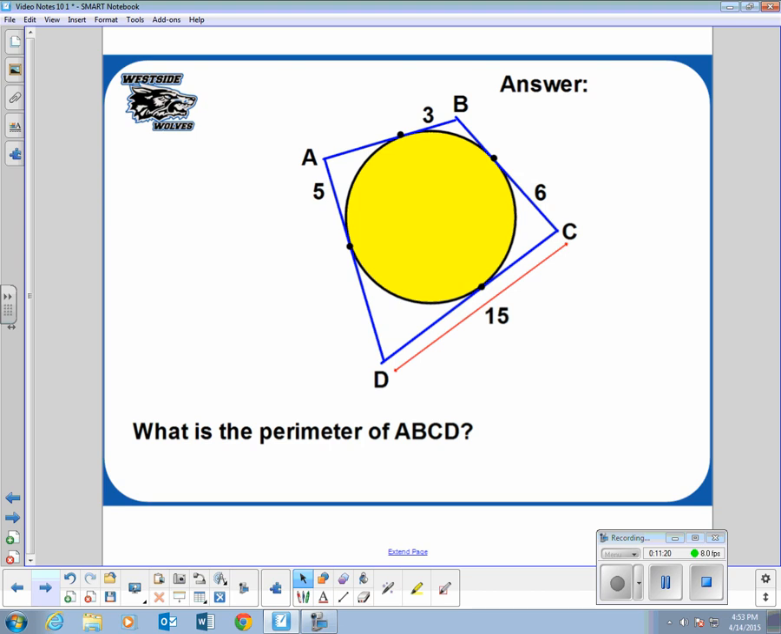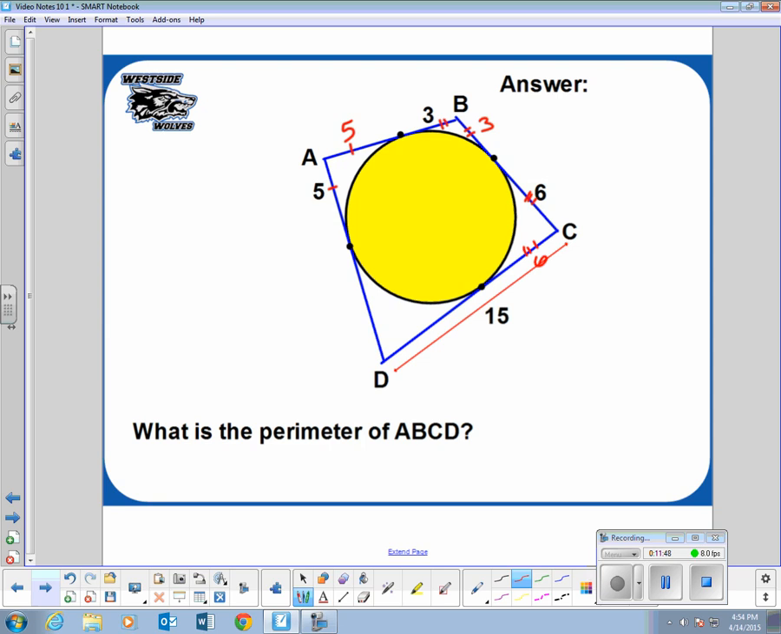And so if we go back and look back to theorem 10.2, it says that if a segment is tangent to a circle from an external point, then the pieces are congruent. So if I look here, this piece and this piece should be the same because they are from an external point A. So that means that's 5, this is 5. And so therefore we should have this one and this one here. So if that's 3, that one right there is 3. And if this is 6, this one's going to have to be 6.